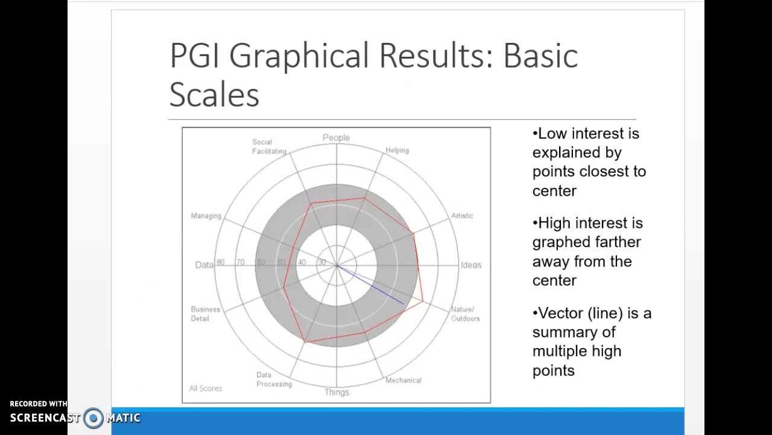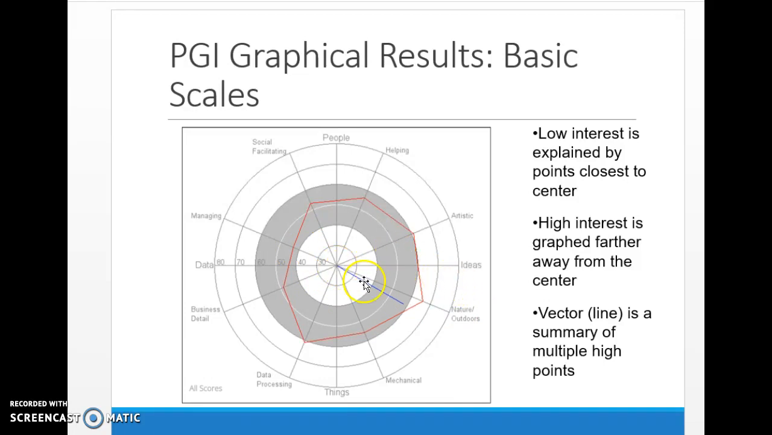So here's an example of what you might get. This is actually my own example. But you can see you have this circle, and then the red thing are my results. So the further away from the center means that I have higher interest in that category. So I have a higher interest in nature and outdoors. If you have a low interest, it's closer to the center of the circle.